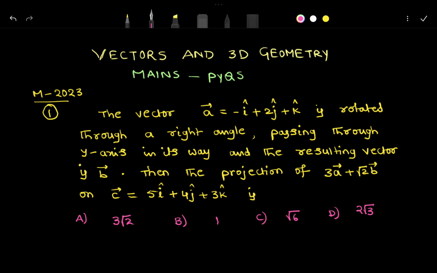In this video, we are going to discuss the most important question from vectors and 3D from Mains 2023. The vector a bar equals minus i plus 2j plus k is rotated through a right angle passing through the y-axis in its way, and the resulting vector is b bar. Then the projection of 3a bar plus root 2 b bar on c bar is. So here a bar is given, c bar is given, and you have to find b bar.